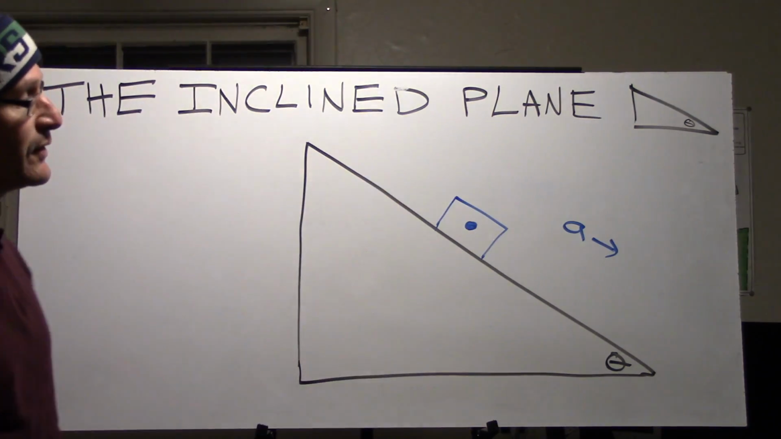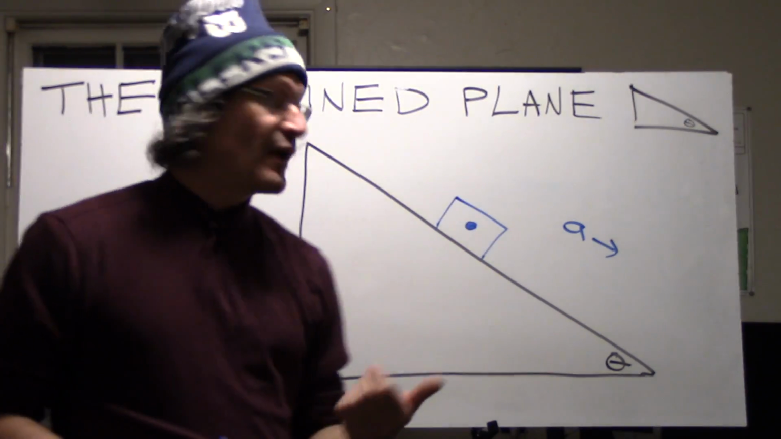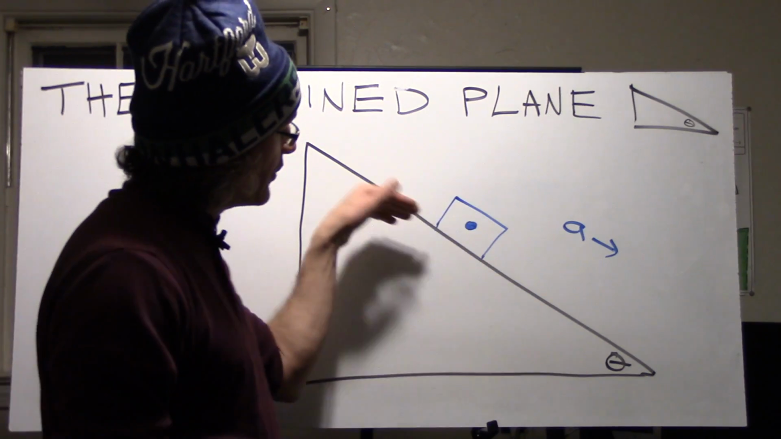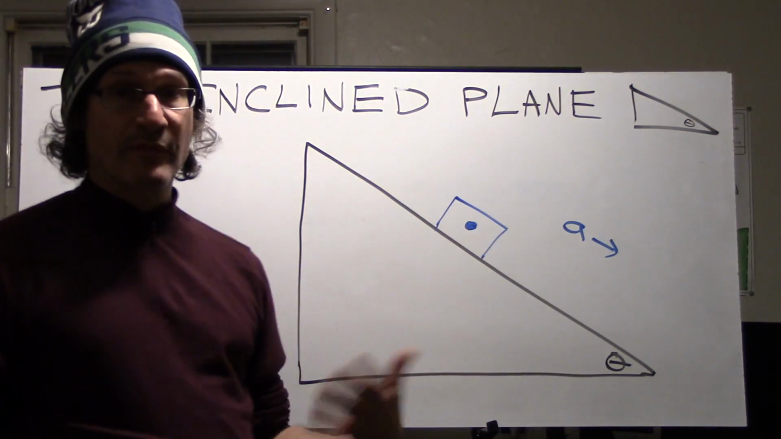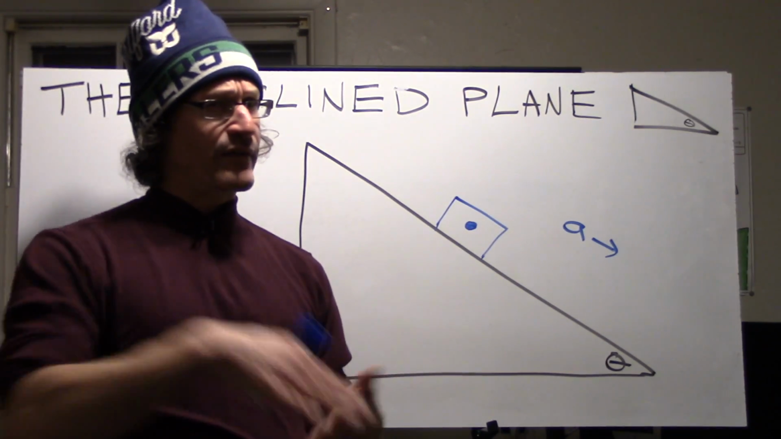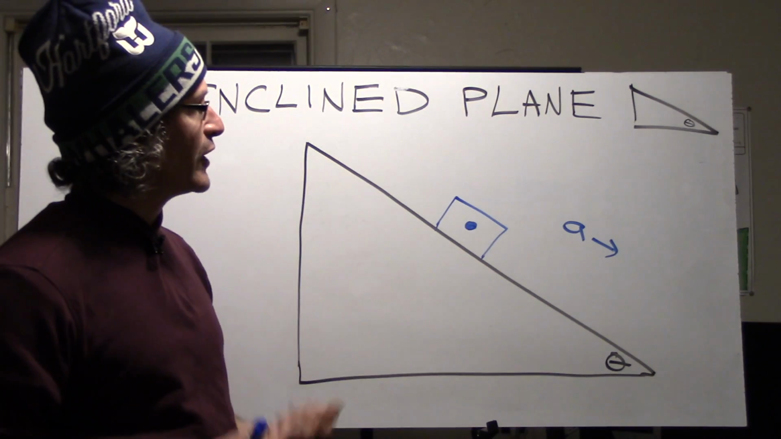We have an object and it's on what's called an inclined plane, basically a slope or a hill. And here's the horizontal and here's some angle, theta, where this object is going to, intuitively we know it's going to accelerate downwards. It's going to fall, but on this plane. It's falling at an angle instead of straight down. So, what does that mean?